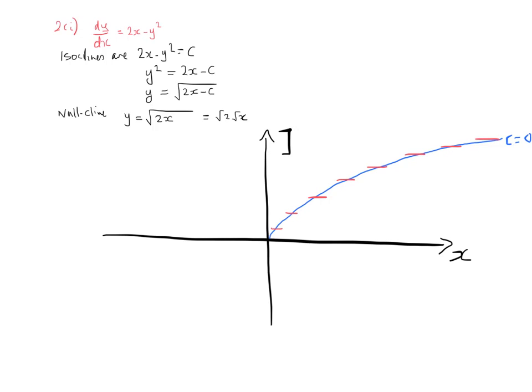Let's now do the isocline for c equals 1. So for c equals 1, we're going to have y equals the square root of 2x minus 1. And that looks like this.